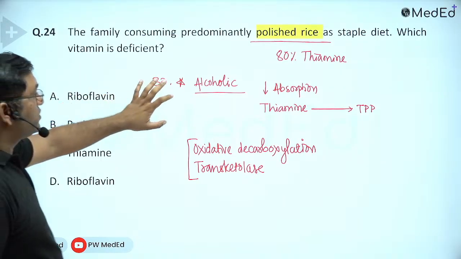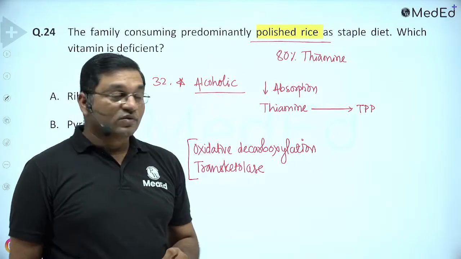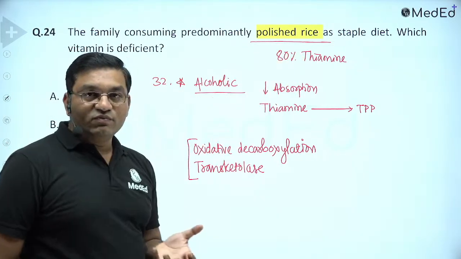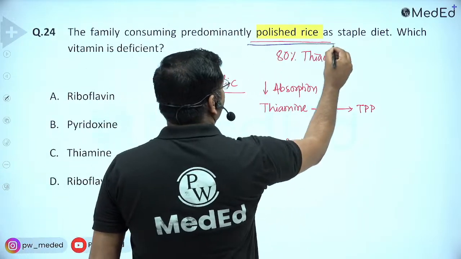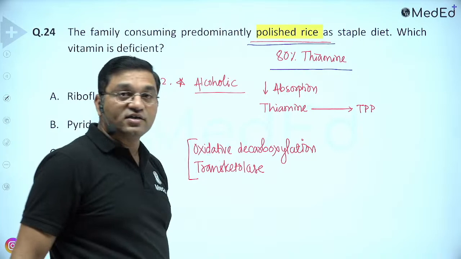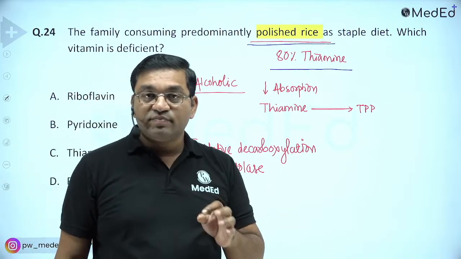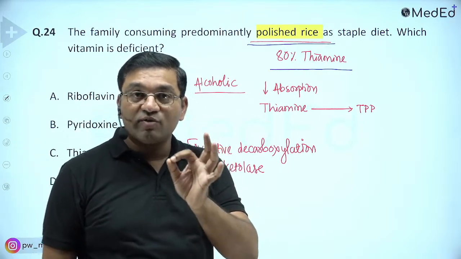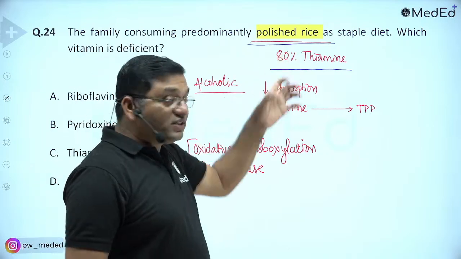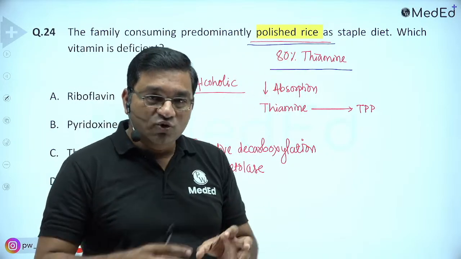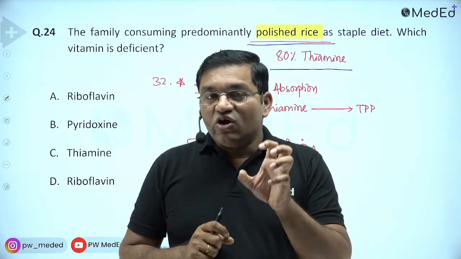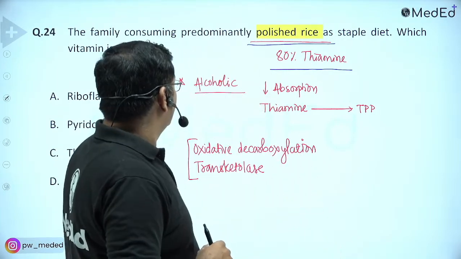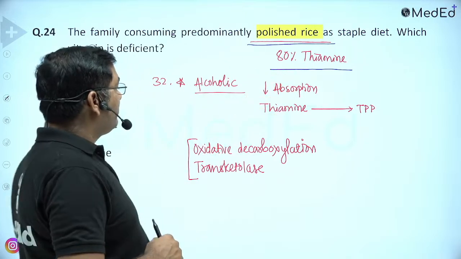Now see, this is point number 32. We already discussed this point: polished rice consumption, because thiamine is present in the outer aleurone layer of the cereals. And polishing means the outer cover is removed by grinding. So that causes the loss of thiamine activity. So 80% of thiamine is lost.